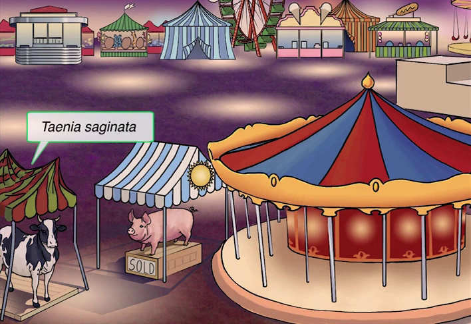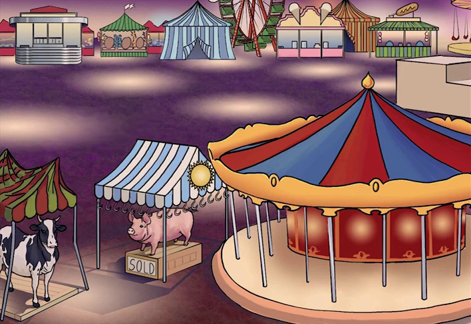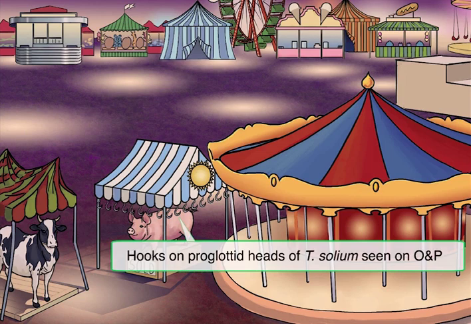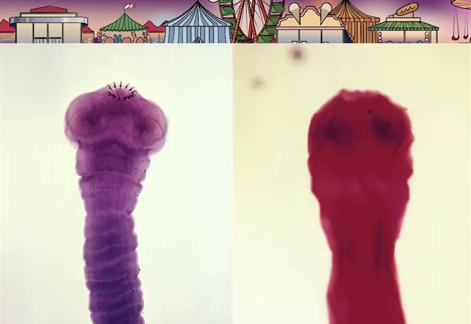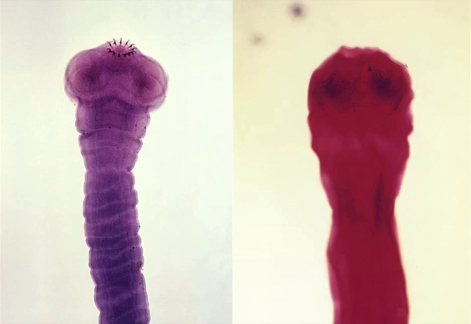There is another differentiation between these two species that we want you to recognize. We'll represent it by drawing some meat hooks surrounding the pig's tent. Notice there aren't any on the cow's tent? Well, these hooks are supposed to represent the hooks which are present on the proglottid heads of Taenia solium, and they show up on step O and P. So here's a picture of solium on the left, and you can see these characteristic hooks compared to saginata on the right, which lacks hooks.